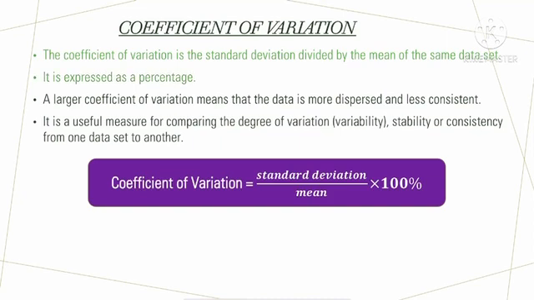The coefficient of variation is the standard deviation divided by the mean of the same data set. It is expressed as a percentage. A larger coefficient of variation means that the data is more dispersed and less consistent. This measure is very useful for comparing the degree of variation, stability, or consistency of one data set to another. The formula for coefficient of variation is standard deviation divided by mean multiplied by 100%.